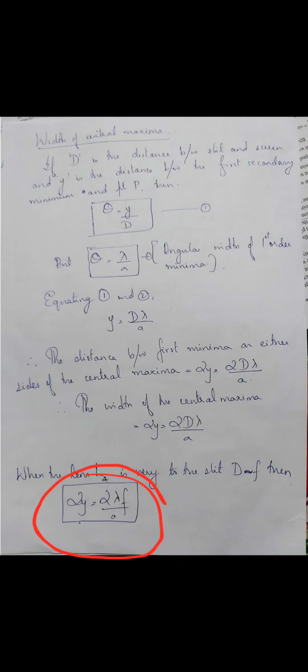I have already told you that the central maxima will have maximum intensity, and the different orders of secondary maxima on either side of it will have gradually decreasing intensity, because the number of waves reaching those corners at larger angles will be less. Okay, now we have to find out the intensity of the central maxima and the different orders of the secondary maxima, which we'll do in the next class.